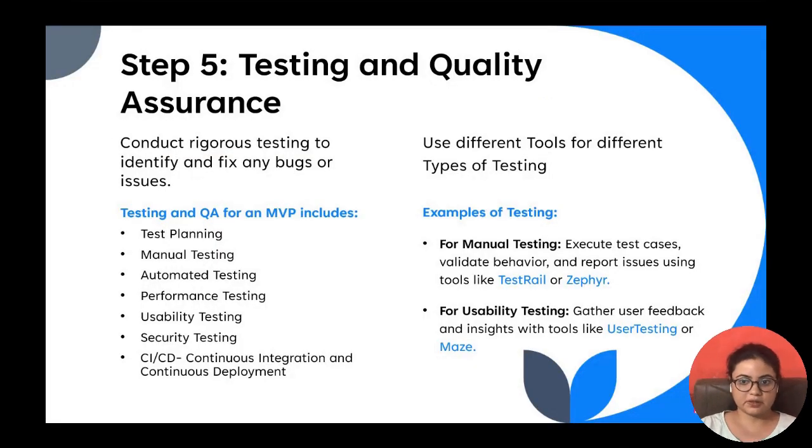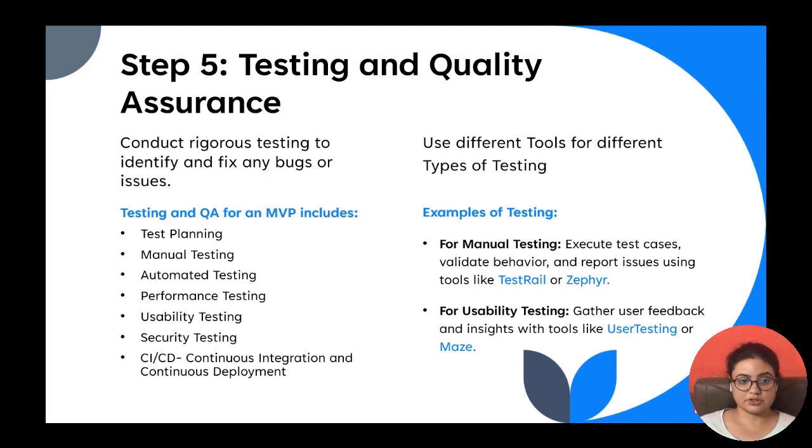Once you have done with your development process, the next important step is conducting rigorous testing to identify and fix any bugs or issues, from functional testing, usability testing, or compatibility testing, and there are many types of testing. Testing across different devices and platforms is part of QA for your MVP development.